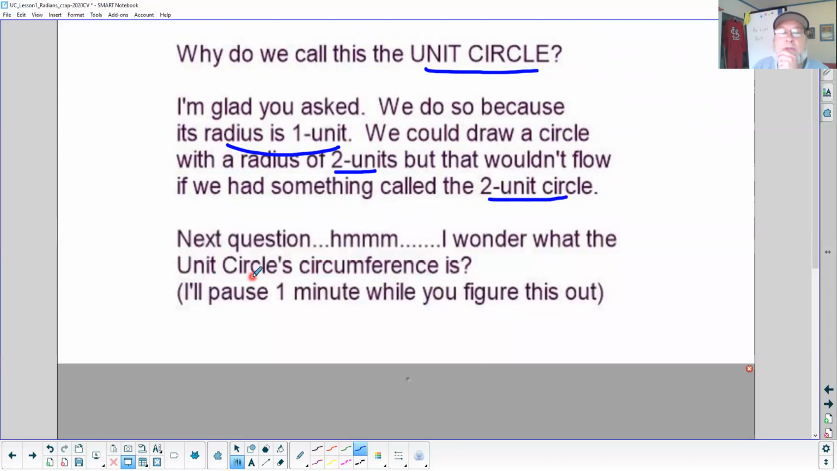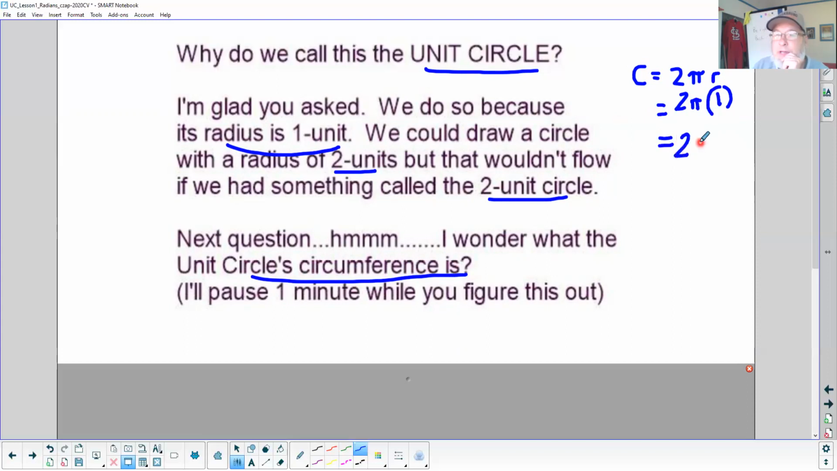I wonder what the circle's circumference is. Remember our circumference formula previously? Pause the video, see if you can figure that out. What's the distance around this circle? Well, if you did this on your paper, circumference equals 2 pi r. That was from one of the beginning slides. And the radius is 1. You substitute a 1 in for your r, you get 2 pi times 1. So your circumference is going to be just 2 pi.